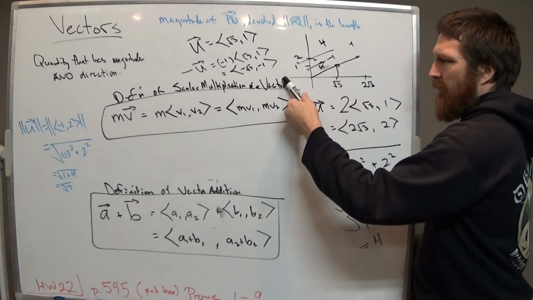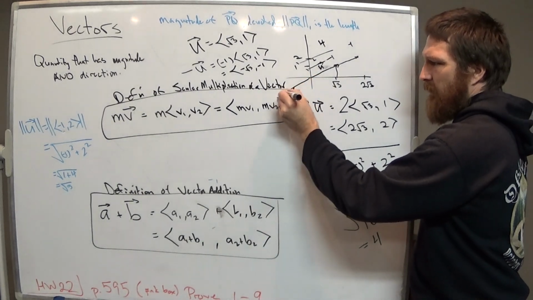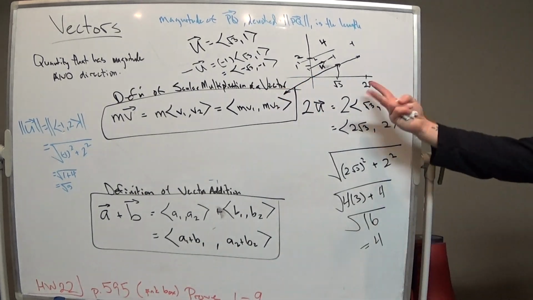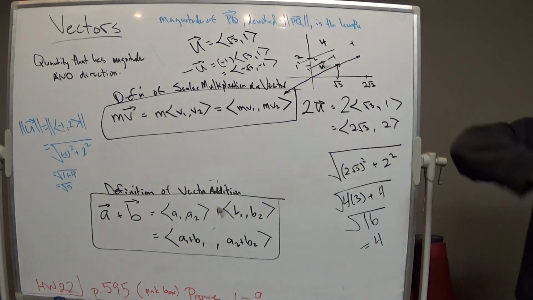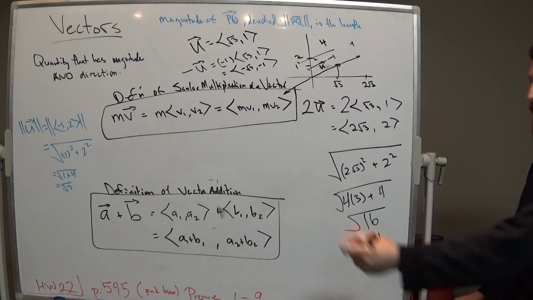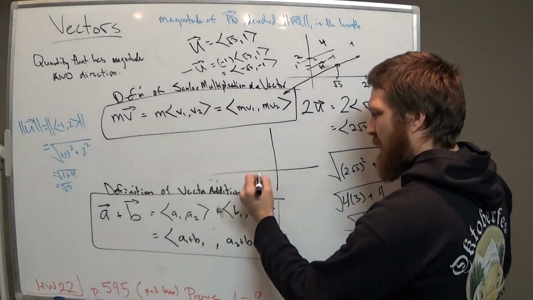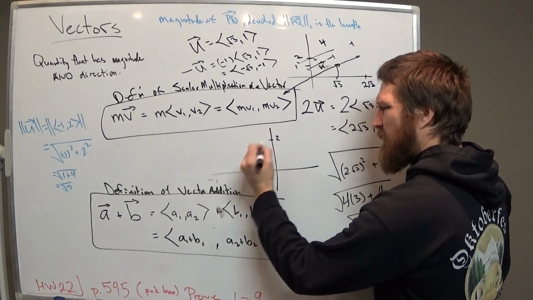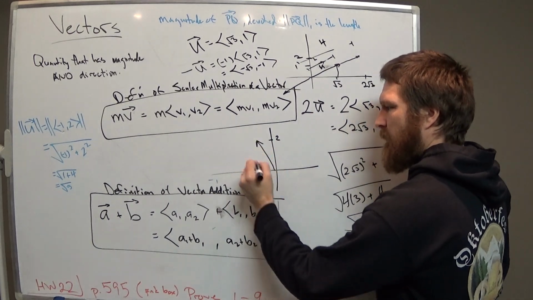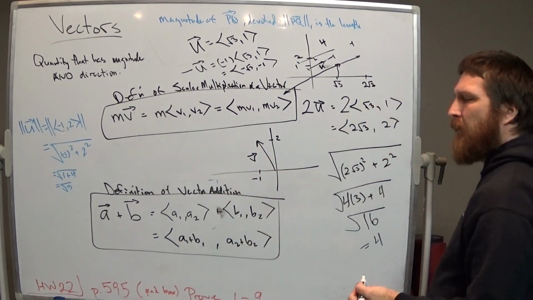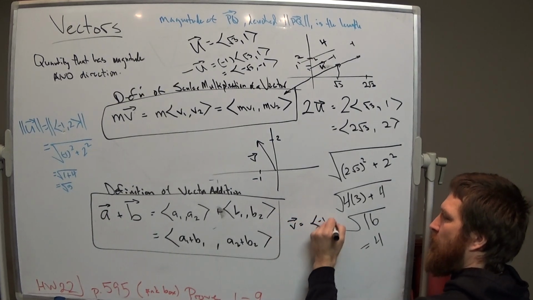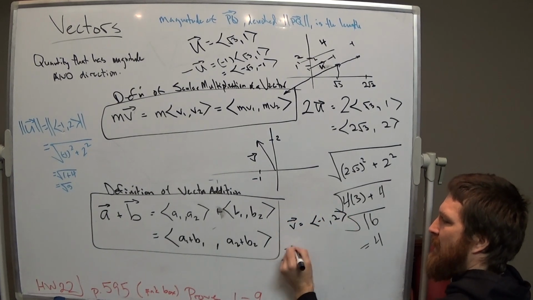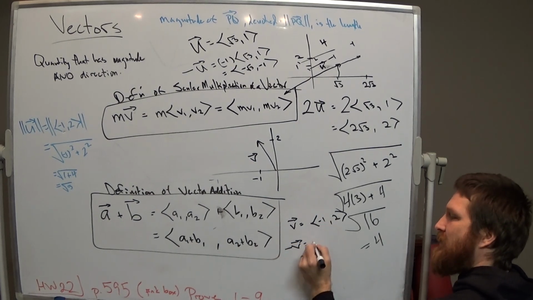Well, -root 3, -1 just flips it. It reflects it through the origin. So if v were, say, -1 comma 2, that's v. Then negative v would be -1 times that.